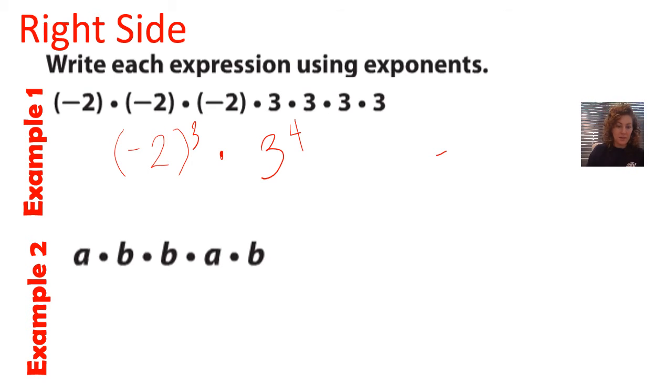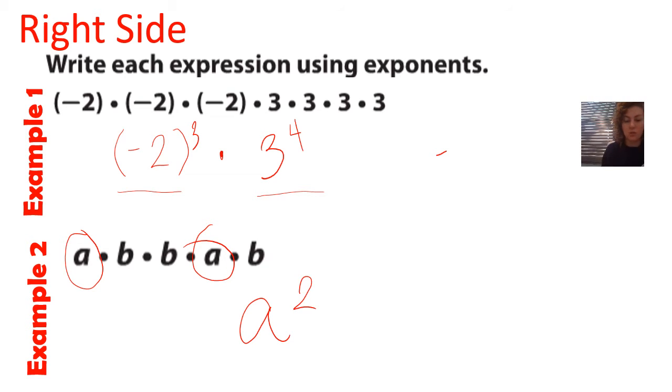Now notice that I put this one in parentheses and this one not in parentheses. There's a really good reason for that, and I will teach you that at the end of the lesson. Okay, so on example 2, I have A and A repeatedly multiplied 2 times. And then I have B, B, B. It's repeatedly multiplied 3 times. So my base A is repeatedly multiplied 2 times, so it's A squared. And B is repeatedly multiplied 3 times, so it's B to the 3rd power.